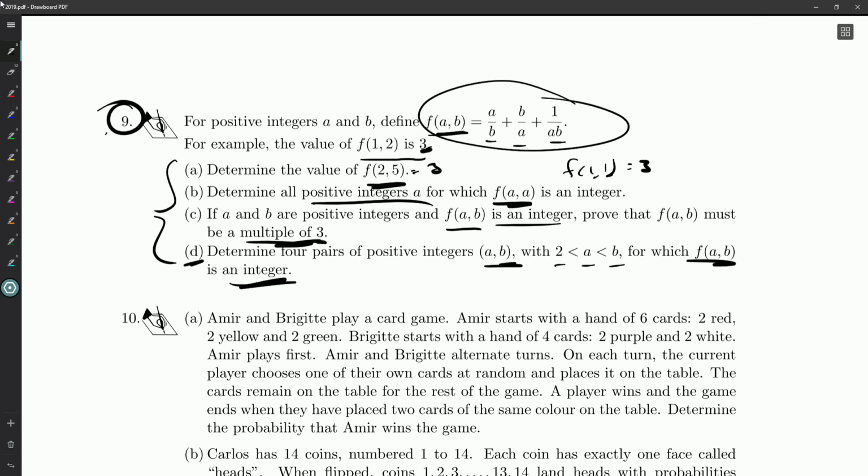I've already stated my suspicion that maybe it's always exactly 3. How to prove that is beyond me, because if you make A really, really big, A over B can be as big as you like. But maybe then you lose the integer part of all this.